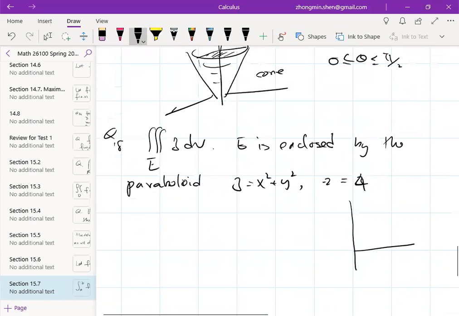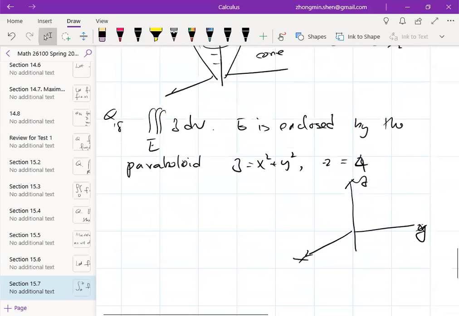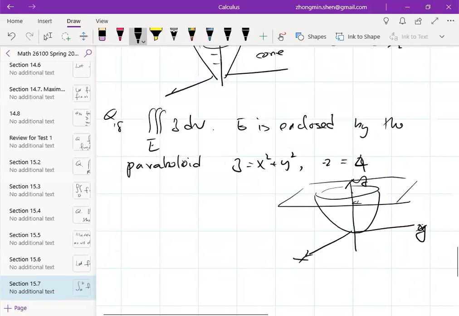First of all, what is that? It is in the xy coordinate system. We're trying to set up an integral. So z equals x squared plus y squared is this paraboloid, and it's cut by this horizontal plane z equals 4. That's the E. Now, without using the cylindrical coordinate system, how do we evaluate this triple integral?